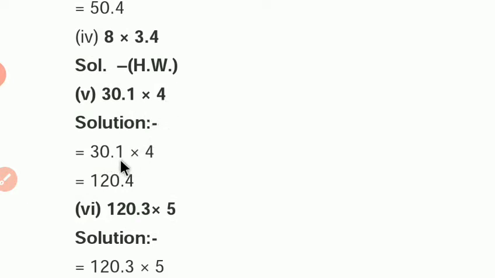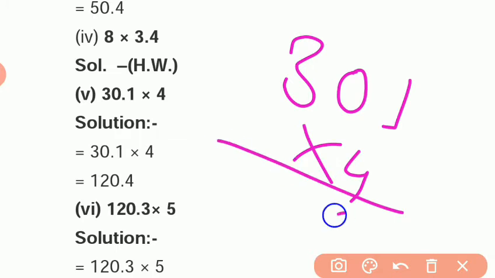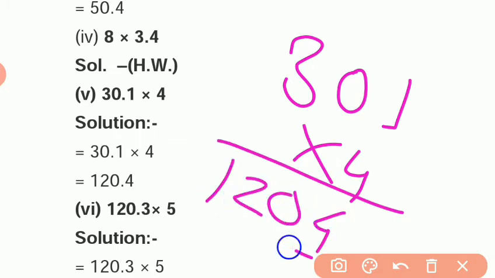If you multiply without taking the decimal, we can write 30.1 as 301 multiplied by 4. So it will be 1204. Now you can see it is given as 30.1, which means only one number after the decimal. So in the answer also we have to count the digit from the back, one number only. So the answer will be 120.4.